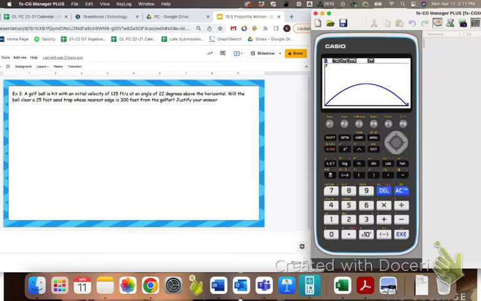So again, we want to see, is this going to clear something that is 325 feet away? Well, let's trace and let's find out. All right, so again, we're just trying to see if it's going to clear that sand trap. So 300 feet away, you can already start to see your horizontal distance. We're getting pretty close to 300 feet total away. My calculator's freezing a little bit on me. Sorry, guys.